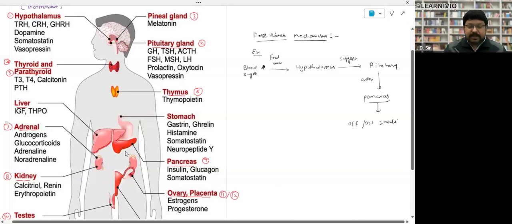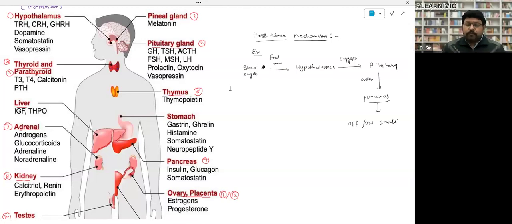Ninth, pancreas. Pancreas is a heterocrine gland. Then tenth, the testis. They are found in males only. And eleventh and twelfth, ovary and placenta, they are found in females only, right? So these are the locations and these are the types of the gland which we will study in the form of the endocrine system. If you want, you can take a screenshot, Martin.